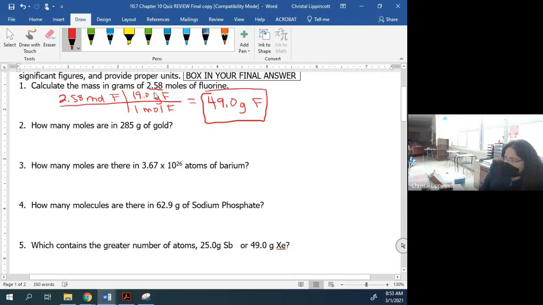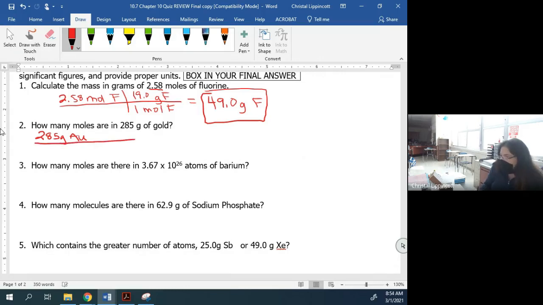All right, next one. Write down what you're given, 285 grams Au. The test tomorrow is pretty much exactly like this. Like it is hard to tell the difference between the test and the test review. I have changed the amounts here and I've changed the elements or the compounds, whatever it is. But everything else is pretty much identical. Like it takes me a second to identify the difference between the test and the review.